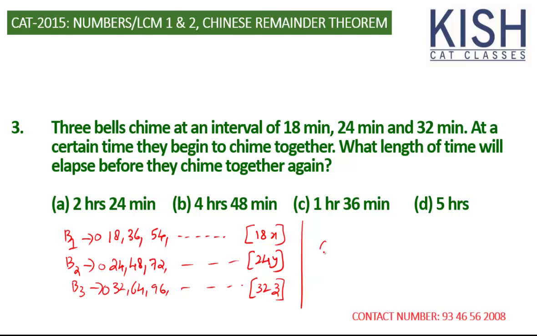So we can say it's 0, that's the first common term, plus the LCM of 18, 24 and 32. That's going to be very easy. We just need to find the LCM of these numbers. We can find it by taking factors, or by using a method we learned at school.